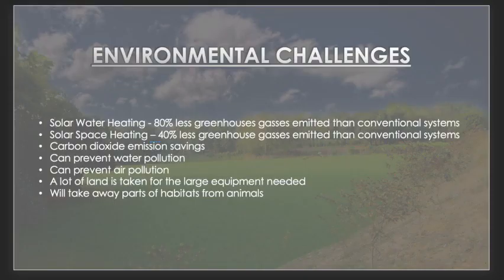The environmental challenges. We have 80% less greenhouse gases emitted for solar water heating, 40% less greenhouse gases emitted for solar space heating. The carbon dioxide emission savings can prevent water pollution and air pollution, but a lot of land is taken for the large equipment, and it will take away part of habitats from animals.